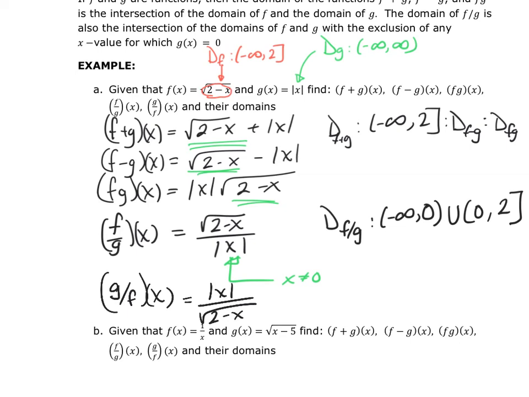And let me see, it should have been negative, no, it's 2. So I don't get to include 2. So the domain for this one of g divided by f is from negative infinity to 2, but this is where I don't get to include 2.